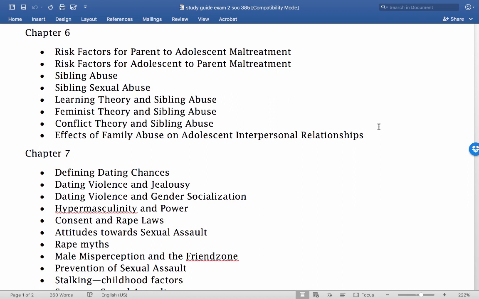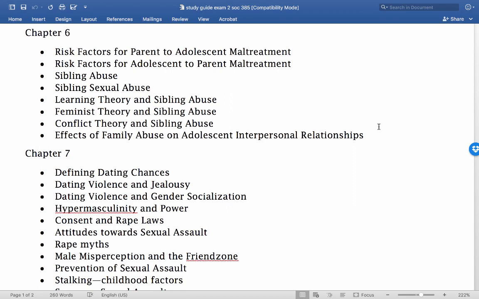When it comes to sibling abuse, just that it's the physical, emotional, psychological, or sexual abuse of a brother or sister. Just the definition is what I'm looking for there. When it comes to sibling sexual abuse, just the fact that sibling sexual abuse is more common than parent to child sexual abuse.